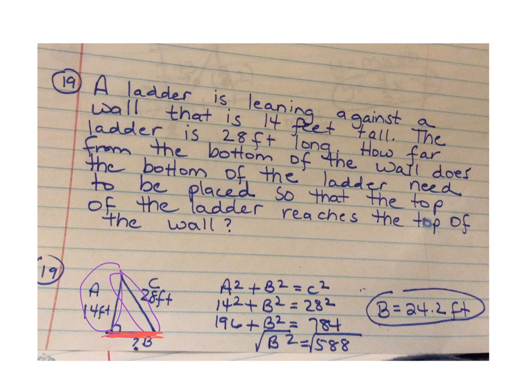Okay, so we have to use the Pythagorean theorem, a squared plus b squared equals c squared. The two sides that make up the right angle are the wall and how far the ladder is away from the wall. So we've got 14 squared plus b squared equals the length of the ladder squared, 28 feet squared. So I get 196 plus b squared equals 784. At this point, I didn't show the actual work, but I subtracted 196 from both sides. And I got 784 minus 196 is 588. The square root of 588 is 24.2 feet to the nearest tenth.